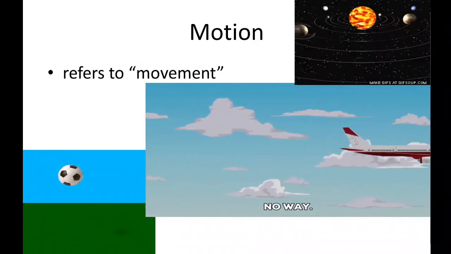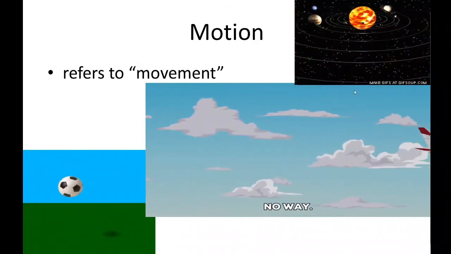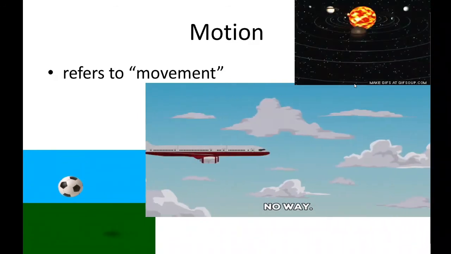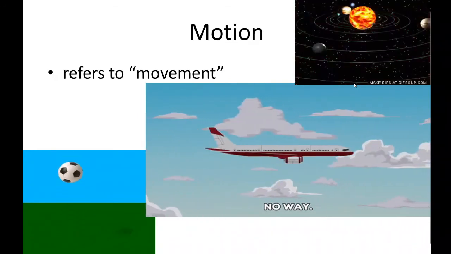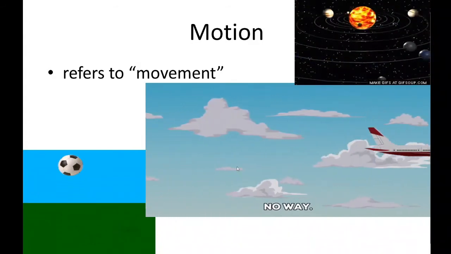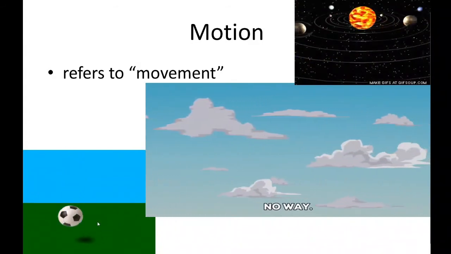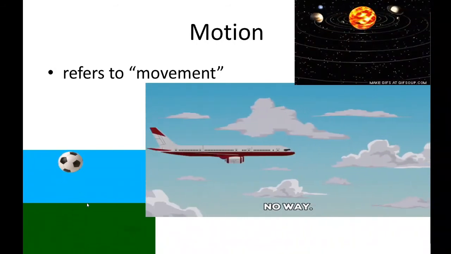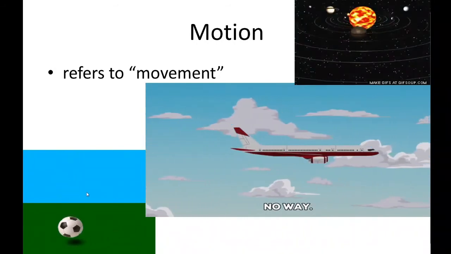It could be a planet moving around the sun, which we call circular motion, or somewhat elliptical motion. We also have straight line motion, just like this airplane moving to the right and this soccer ball moving vertically up and down.